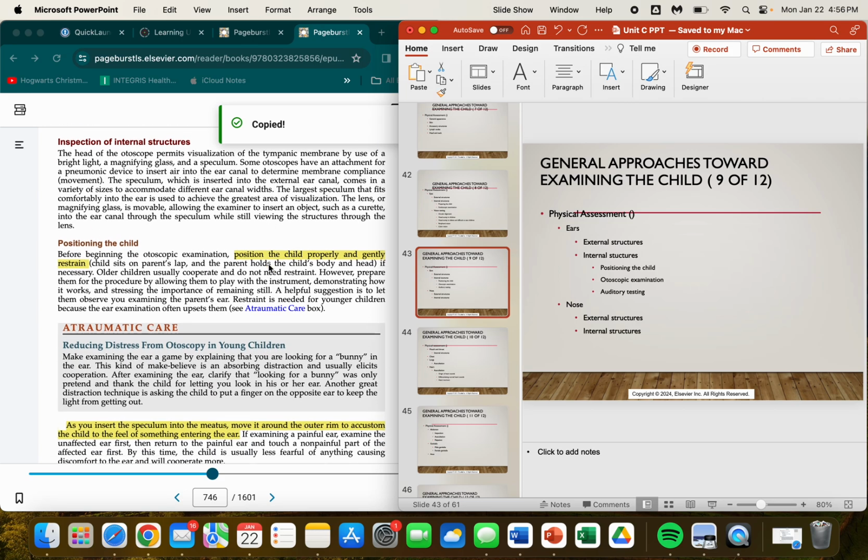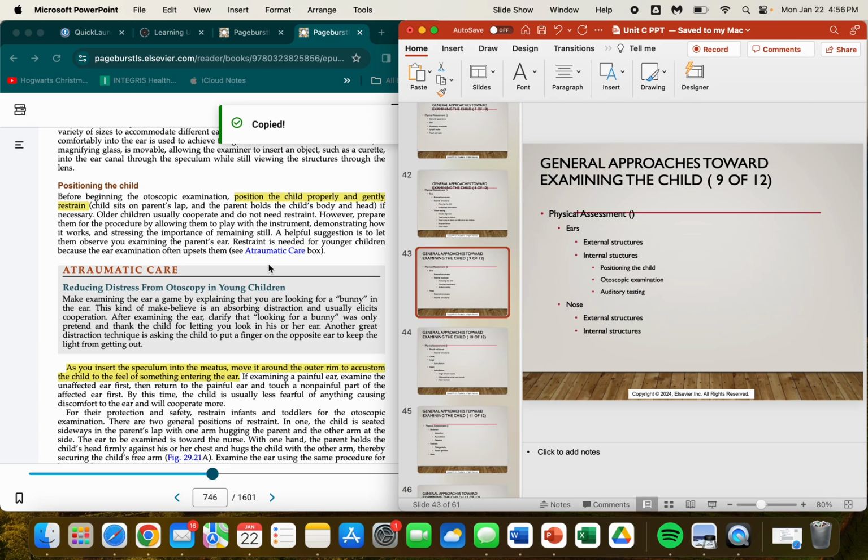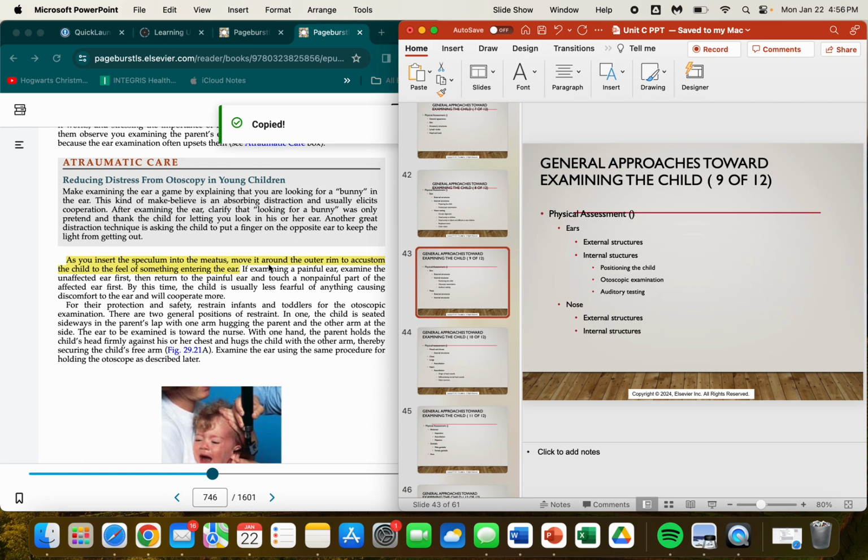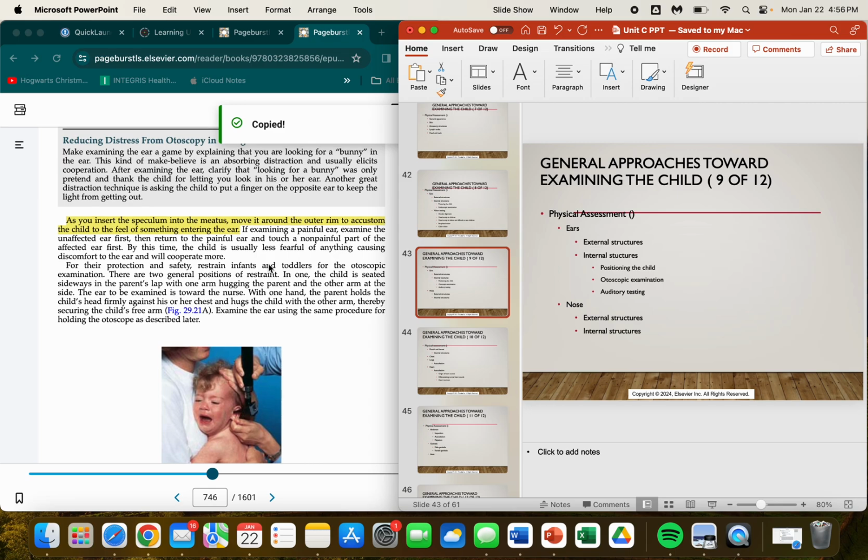Whenever we talk about positioning a child, obviously, depending on the age of the child, we may have to sit them on their parent's lap, or we may have to fold them in a blanket, restrain them, or lay them on their side. Those are all appropriate ways to position a child for an ear exam.